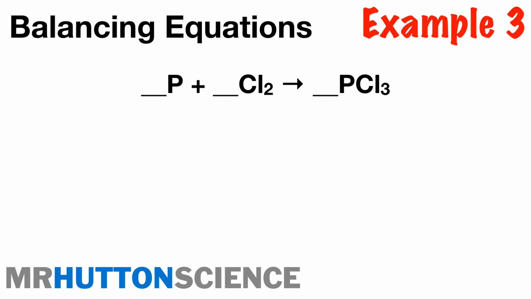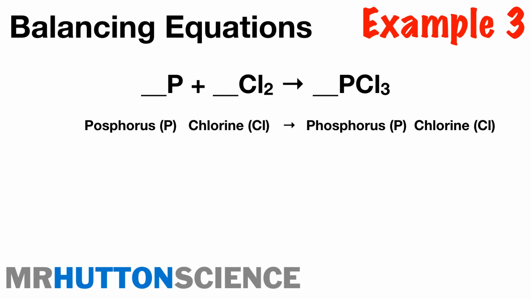Okay, example 3. This time we've got phosphorus plus chlorine reacts to give us phosphorus chloride. So chlorine is one of our diatomic molecules, so when you're writing that out, it's Cl2, not just Cl. So we've got phosphorus chlorine, and again we're going to count up the amount of each type of atom we've got to begin with. So 1, 2, 1, 3.